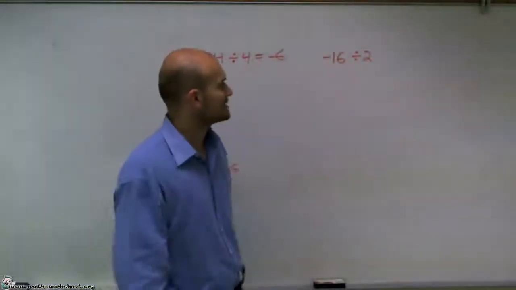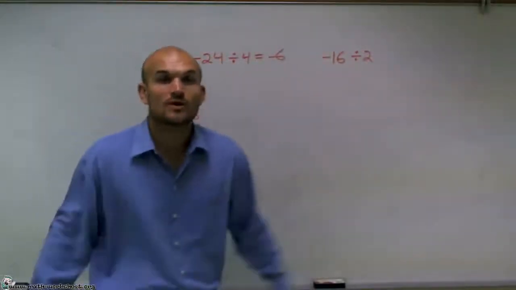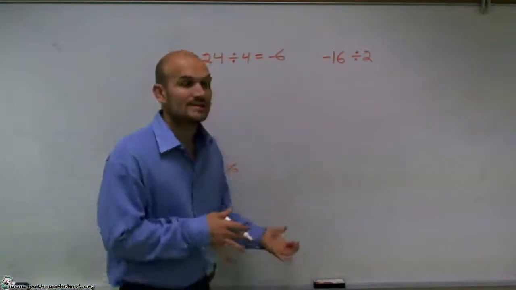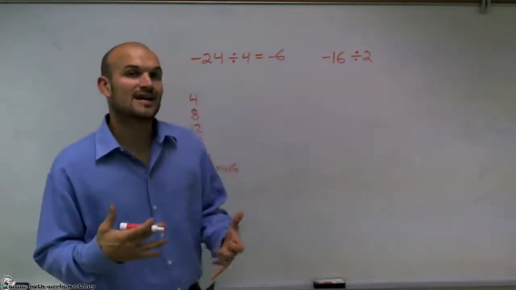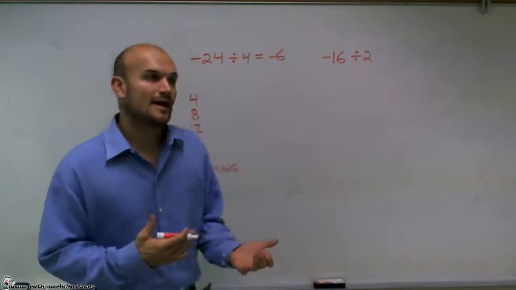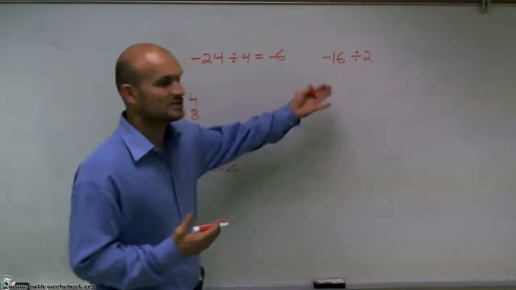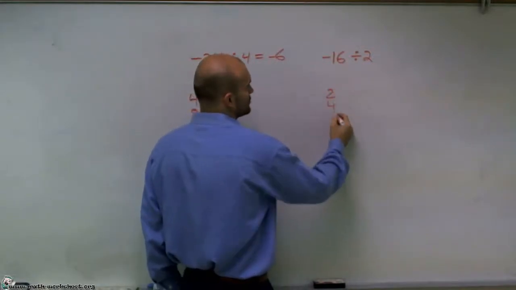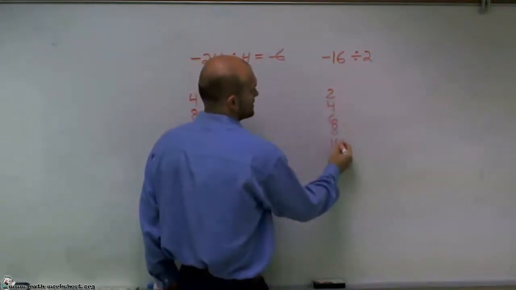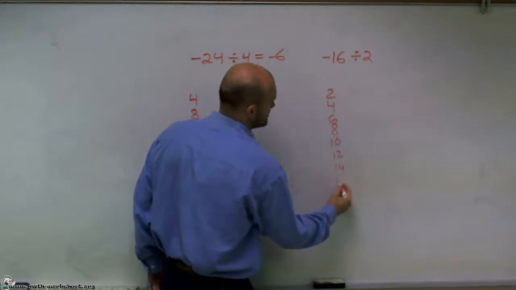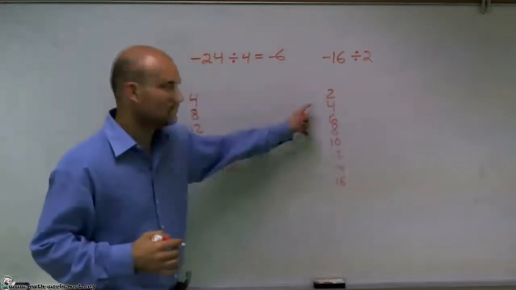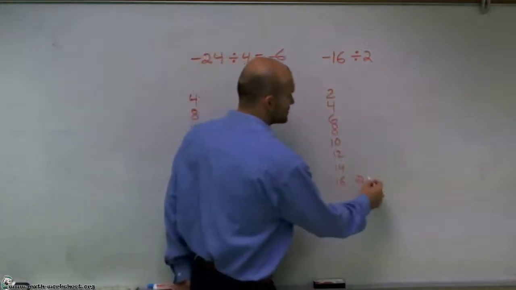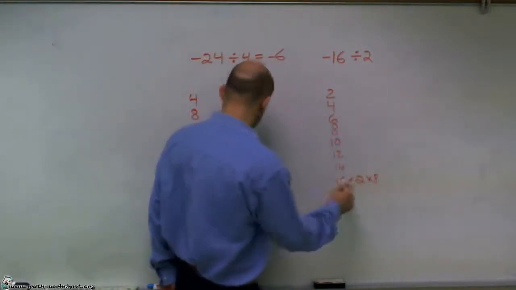Now let's look at another example. Negative 16 divided by 2. So what we're asking is, how many times does 2 go into negative 16? Again, I'm going to reverse the division by thinking about multiplication. So again, I'll just write the multiples: 2, 4, 6, 8, 10, 12, 14, 16. So how did I get to 16? What did I have to multiply by 2 to get to 16? Well, that was 2 times 8.